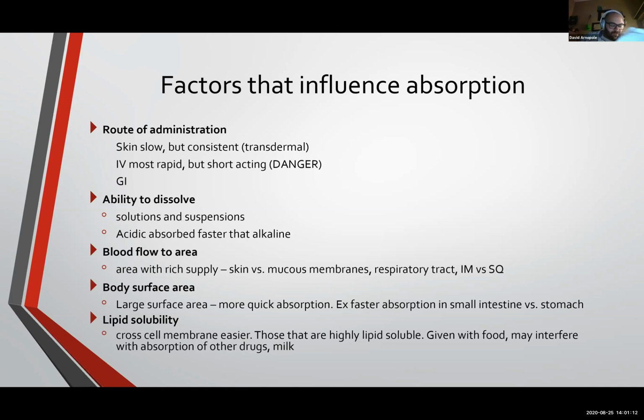And then lipid solubility. This allows you to actually go through. Highly lipid soluble medications are given with food. These are a little bit larger to absorb because of the fat in the food, and it may require more time to actually digest or dissolve them. But that's why you make sure that they have food with them to help with that.